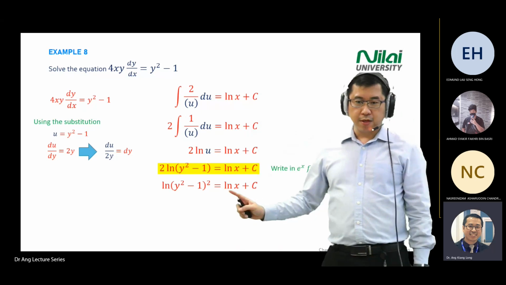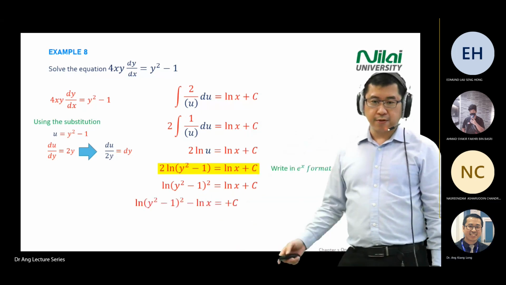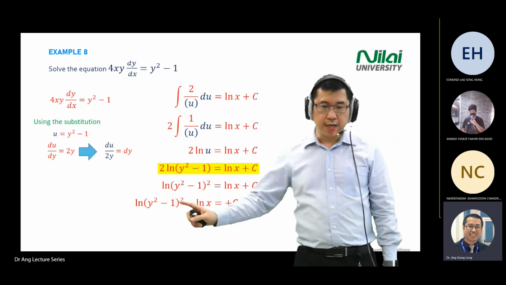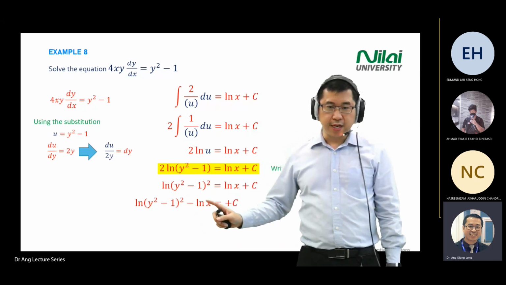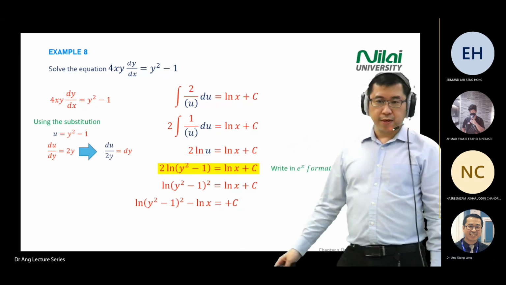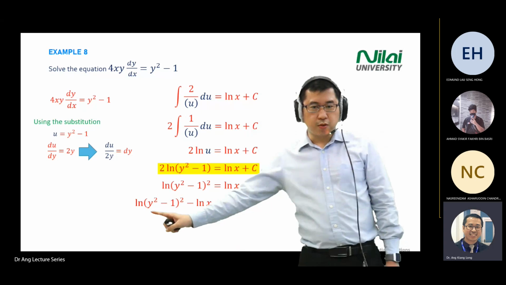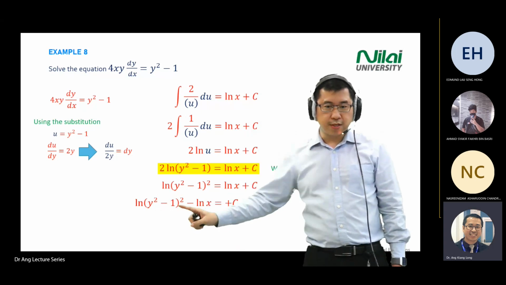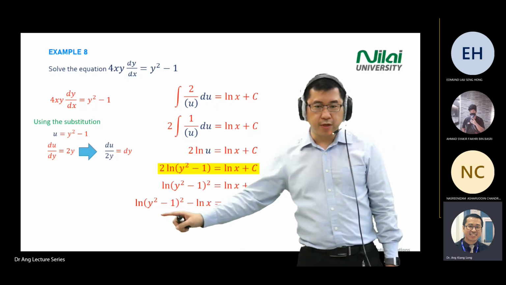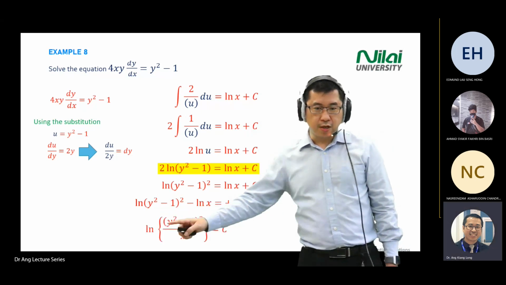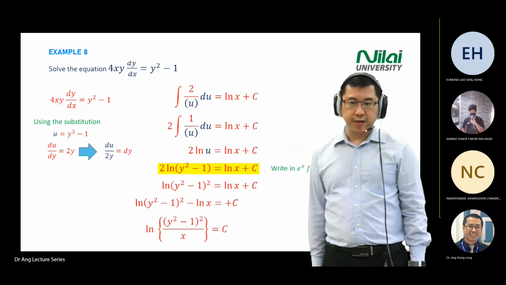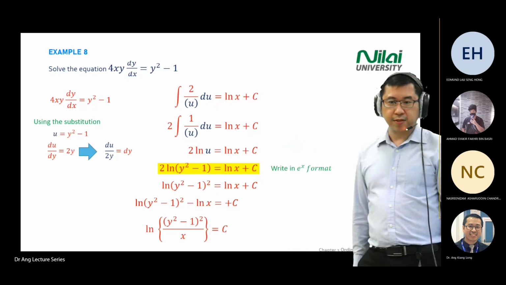So this one to this one is negative. So you get 1 over ln y square minus 1 square negative ln x. And you get your c. So you know how to convert this one, right? So ln something minus ln something means divide. So you simplify this into only one ln, this one divided by this one. Then you get your c.